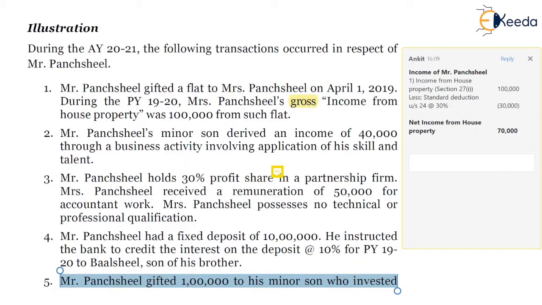doesn't matter in this case, because if the income is taxable in the hands of the minor child, then it will be clubbed in the hands of the parent whose income is greater, correct? So in this adjustment, the accretion of income won't come, right? The accretion of income won't come, and the income from business activity, right?